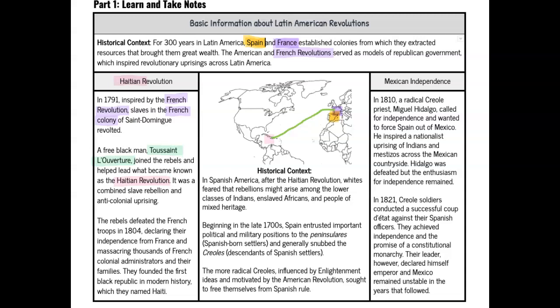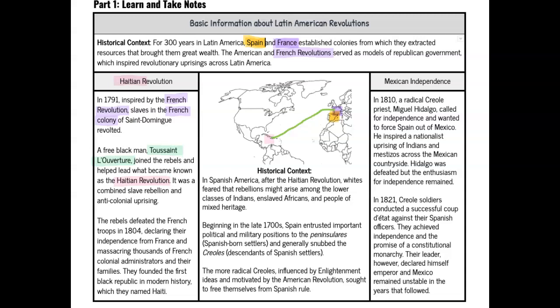So there have been several times that Mexico has gone through some upheaval to figure out who's in control, but we're going to specifically look at the years of 1810 and 1821. So in 1810, a radical Creole, remember, descendant of the Spanish settlers, already lived there. A radical Creole priest, Miguel Hidalgo, called for independence and wanted to force Spain out of Mexico.